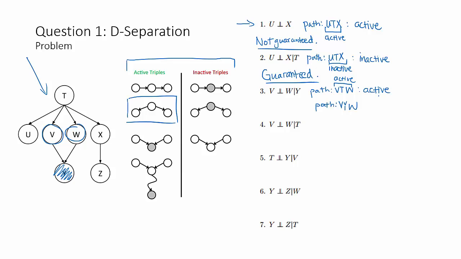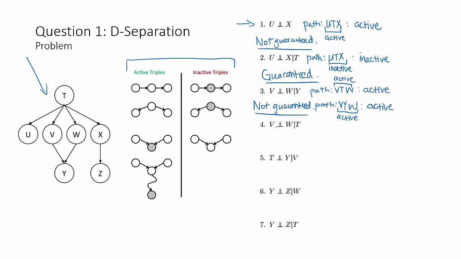And so we can actually stop here, because once we know that we have found at least one active path, v and w are not guaranteed to be conditionally independent given y. But let's do the analysis for the other path as well. For the path v-y-w, again, there's only one triple along this path. This triple v-y-w is a common effect triple with the middle node observed. So it's this triple here. This triple is also active, and so since all triples along this path are active, this whole path is active. And since we have found at least one active path, it's not guaranteed that v and w are conditionally independent given y.